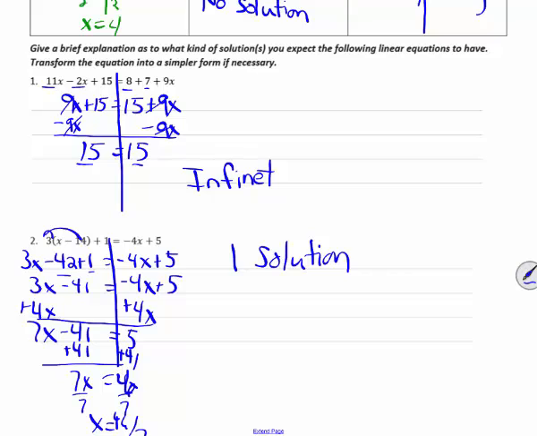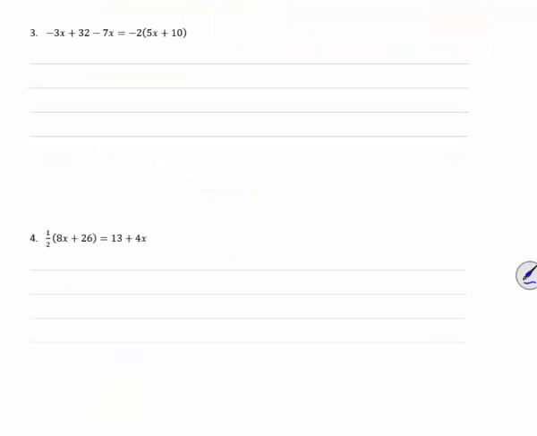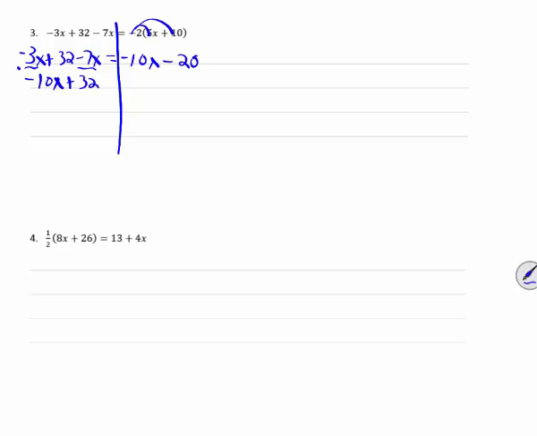All right, let's try a couple more. Next page. Going through, we have to distribute. So we're going to have negative 3x plus 32 minus 7x. This is going to be negative 10x minus 20. When I put my like terms together, negative 3x and negative 7x is negative 10x plus 32. We're going to add 10x. So 32 equals negative 20. That is not a true statement, which means there's no solution.